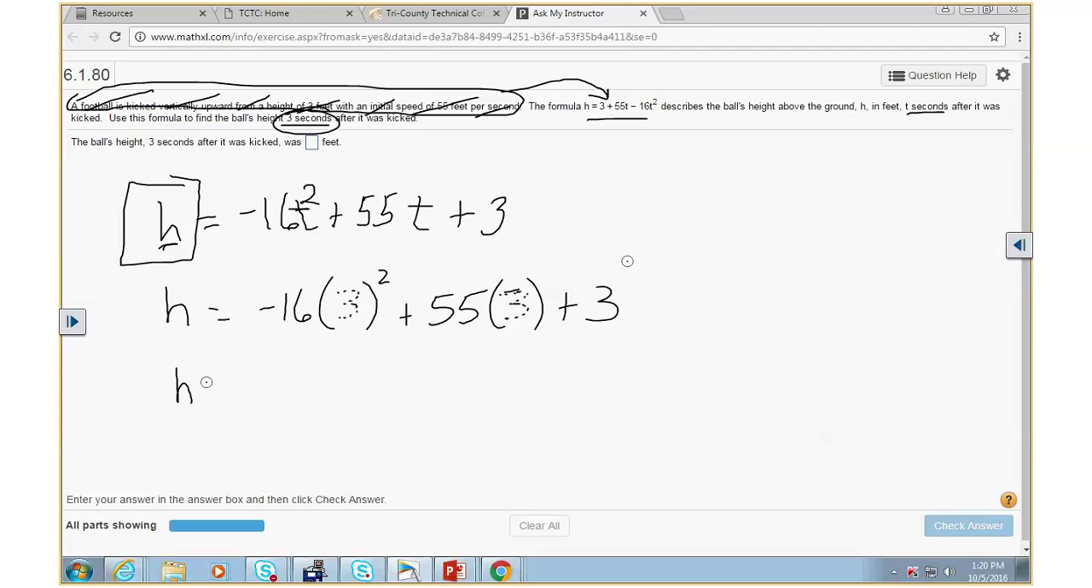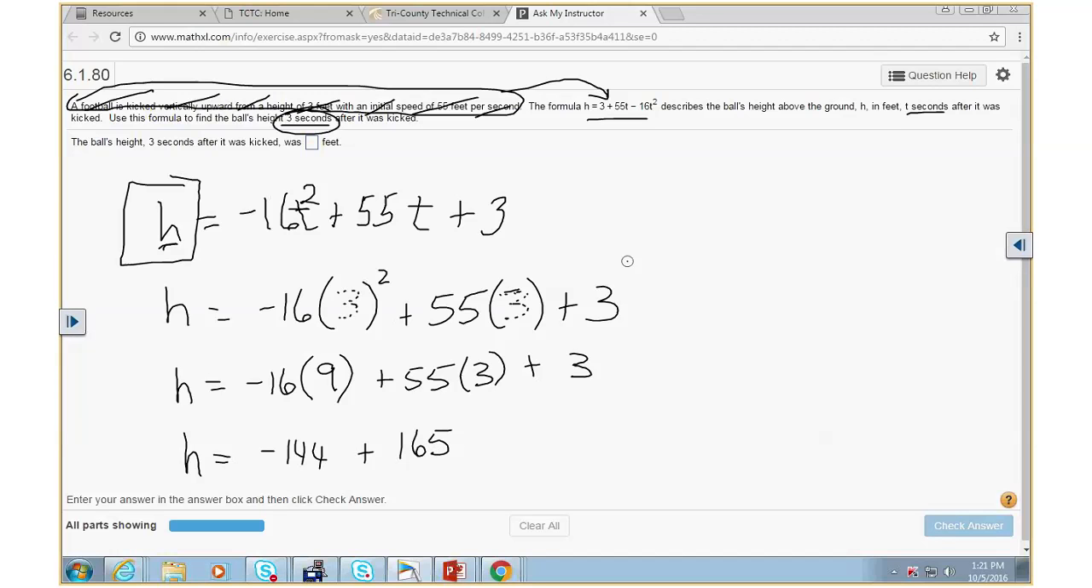So H is equal to negative 16 times 9, plus 55 times 3, plus 3. H is equal to negative 16 times 9 is negative what? 144? Y'all check me. Plus 165 plus 3. Somebody check my math. And then negative 144 plus 165 is 21, plus 3, which is 24. So at 3 seconds, that football is at 24 feet.